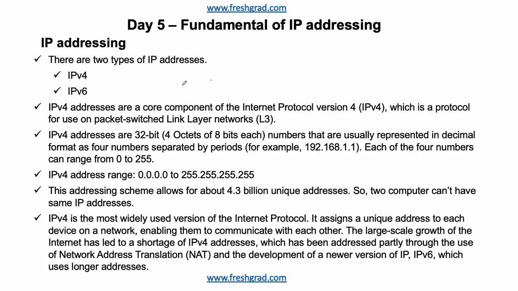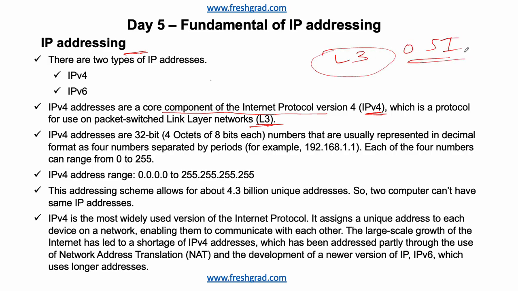So as you see here, IP addressing. There are two types of IP addresses, IPv4 and IPv6. IPv4 addresses are a core component of Internet Protocol version 4, which is a protocol for use on packet-switched link layer networks, layer 3. When we talk about IP addressing, we are talking about layer 3 in the OSI model.